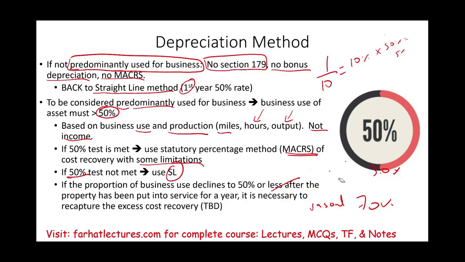What happens if the proportion of business use declines to 50% or less after the property has been put in service for a year? So you put in an asset, it was for predominantly business purposes, then a year or two later, it fell because you're no longer using it as much for business. What do we have to do? Well, we have to recapture any excess cost recovery. Don't worry, we'll work an example.